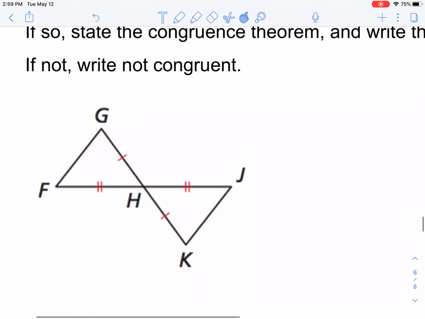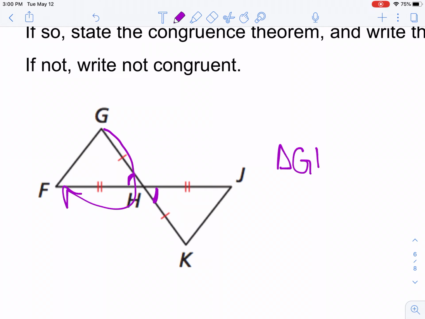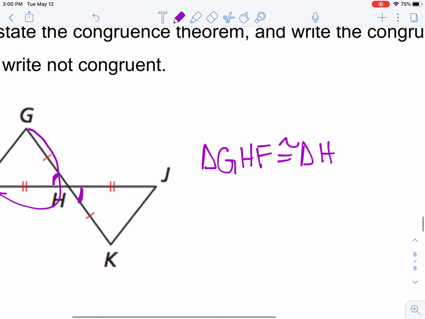Perfect. Here's another one here. Again, I have vertical angles here. So while it's not marked in the diagram, I know vertical angles are always congruent. And then if I work my way around this way, it's side, angle, side. I have triangle GHF is congruent to, I started at the one with 1 tick mark, I'm going to say KHJ. And again, that's by side, angle, side.